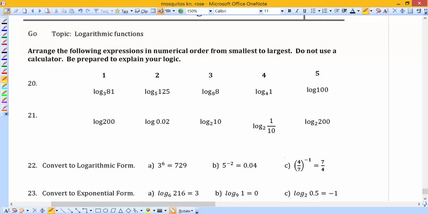3 to the what is 81. 5 to the what is 125. 8 to the what is 8. 4 to the what is 1. And then this one, don't forget, on the bottom, you have a base 10. So it's 10 to the what is 100.